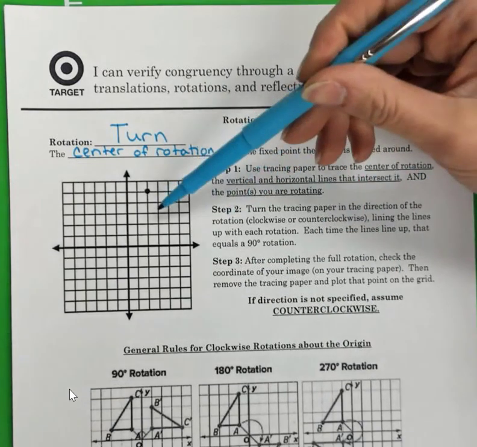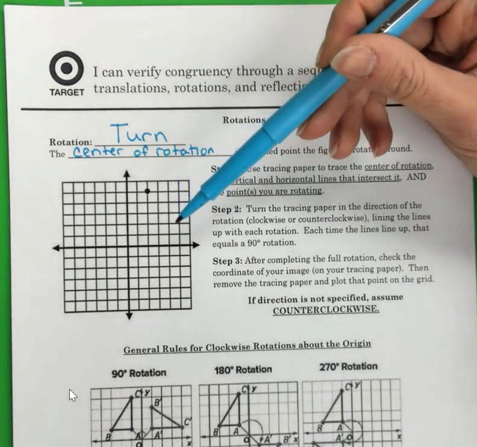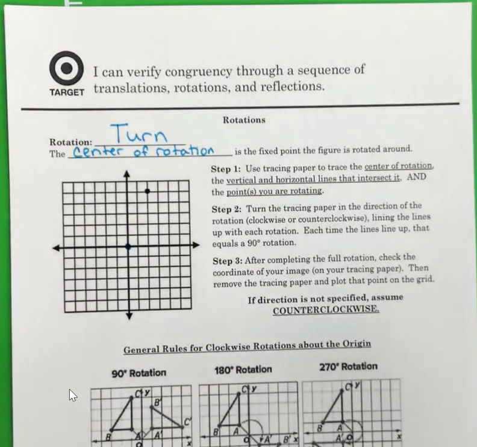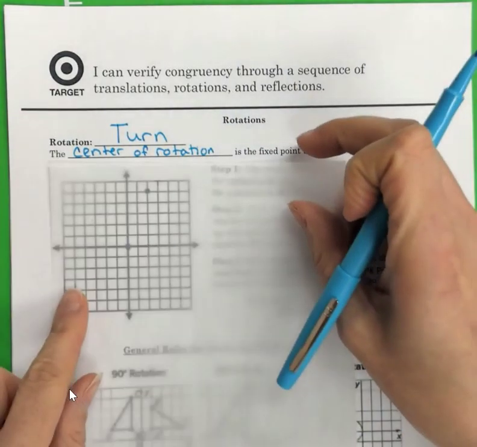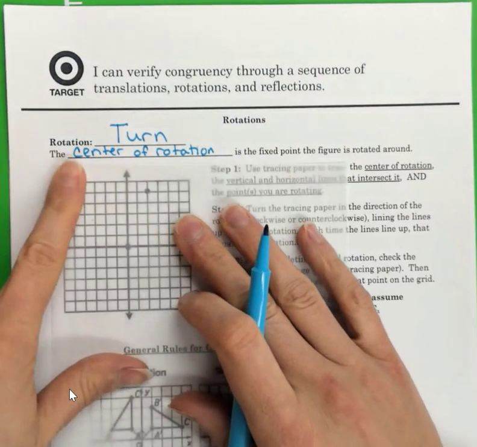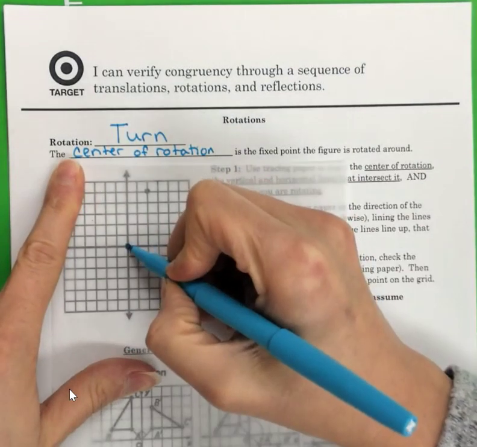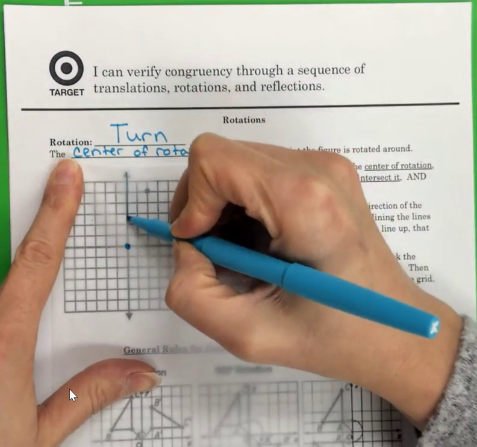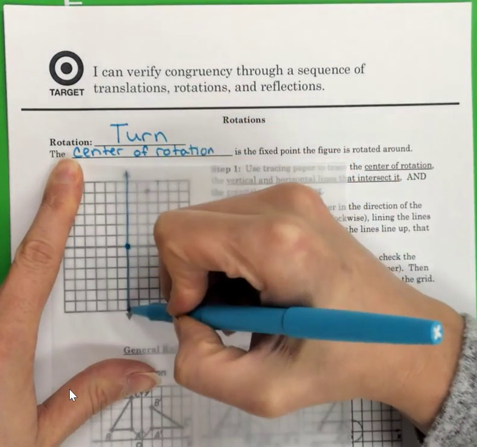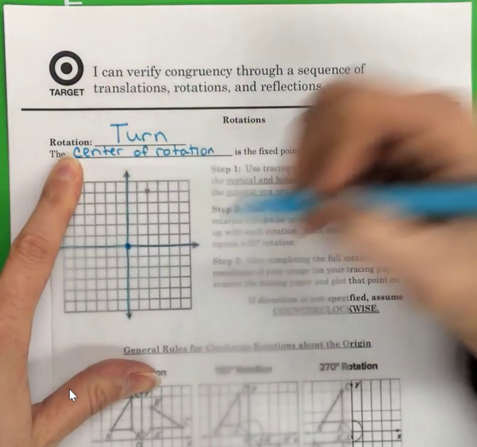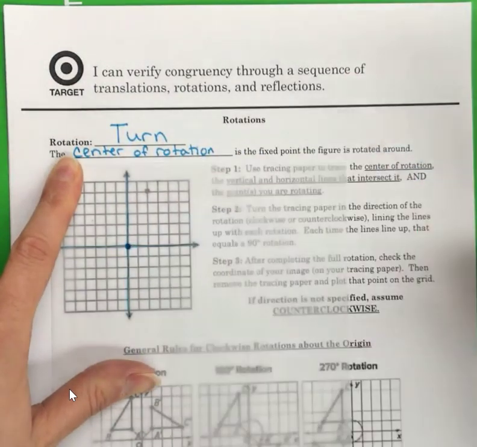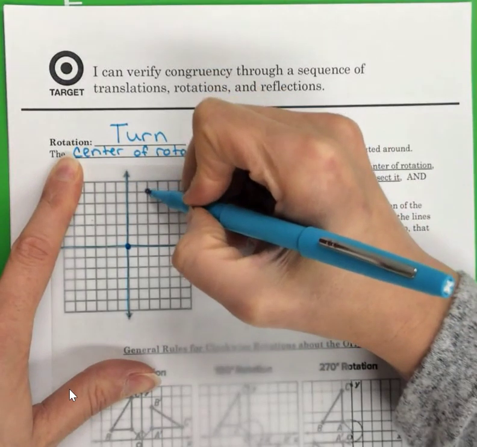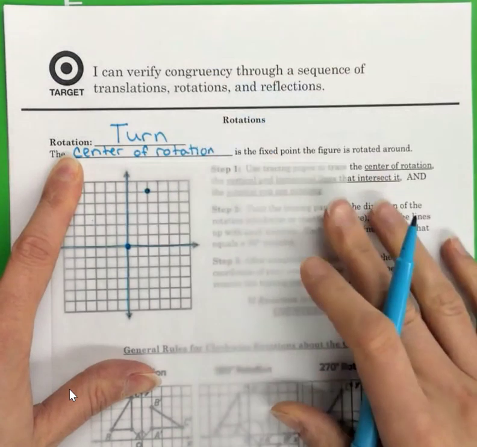Okay, so if we look at our grid here, we are going to make our origin the center of rotation. So I'm going to take my patty paper and I'm going to place it over the coordinate grid. I'm going to trace my center of rotation at the origin. I'm going to trace the vertical and horizontal lines that intersect that center of rotation. And then I am going to trace the point or figure that I am rotating.